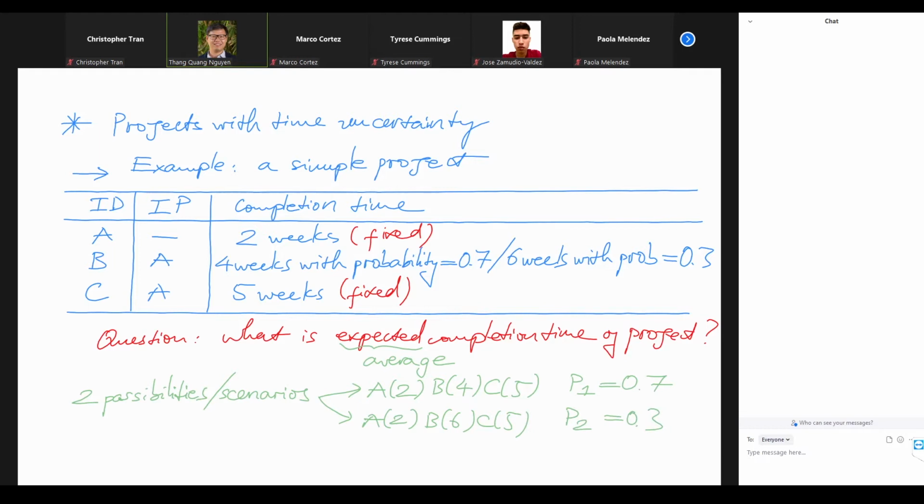All right, so the idea here is the following. We're going to look at the first scenario, calculate how long it takes. And then look at the second scenario and calculate how long it takes. And then we average it between the two scenarios. Then we're going to find the average completion time of the project.